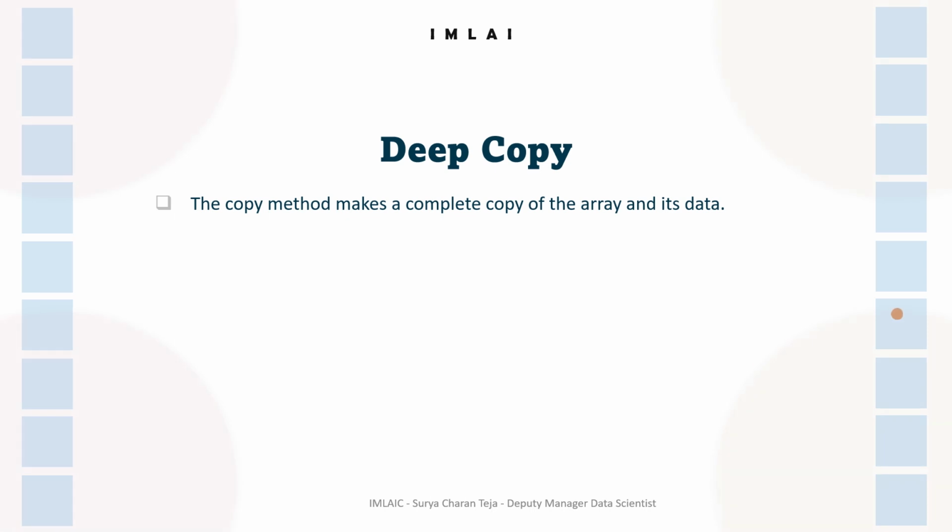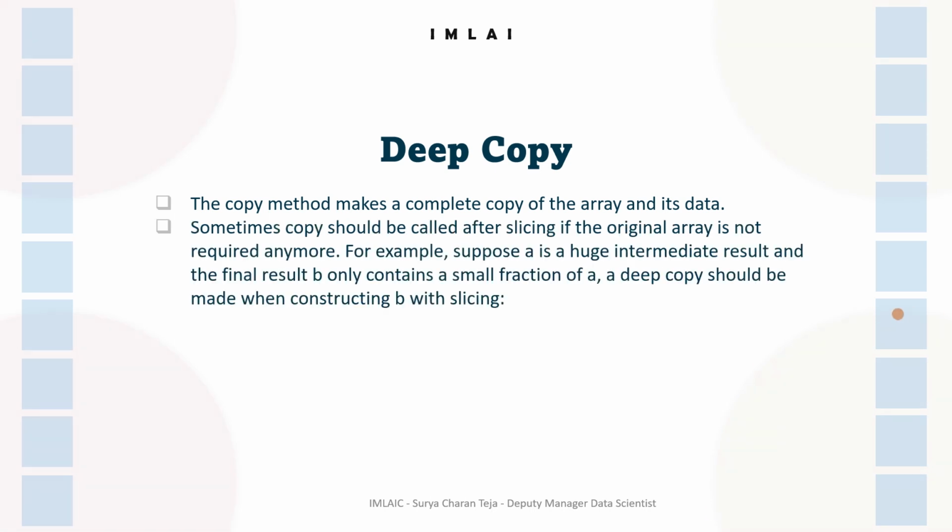So sometimes copy should be called after slicing if the original array is not required anymore. For example, suppose A is a huge intermediate result and the final result B only contains a small fraction of A. A deep copy should be made when constructing B with slicing.